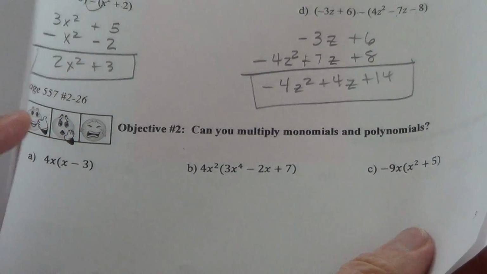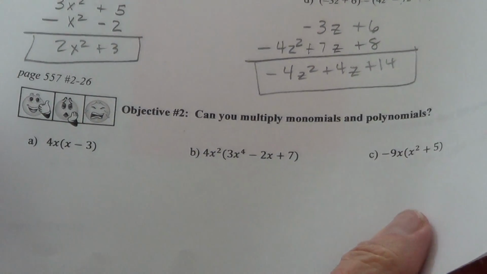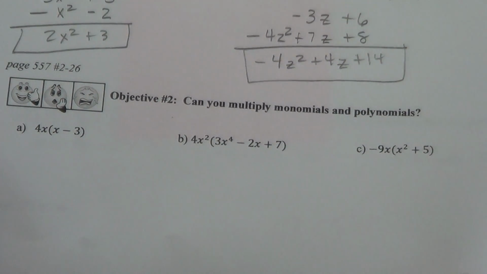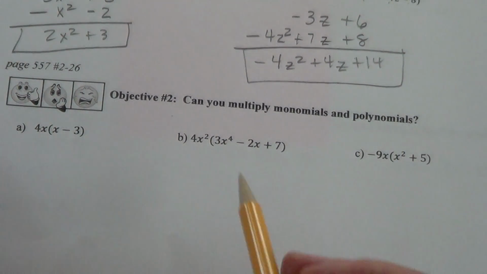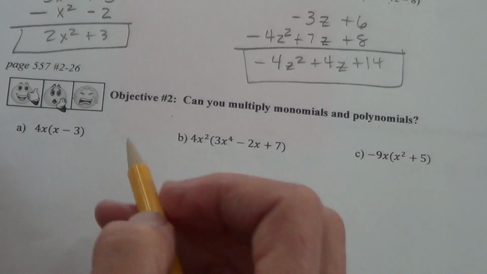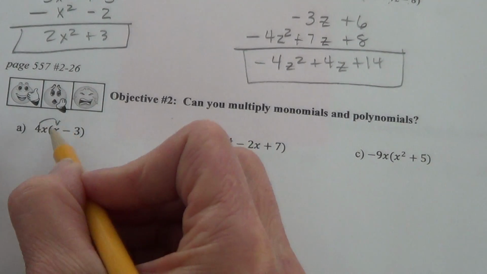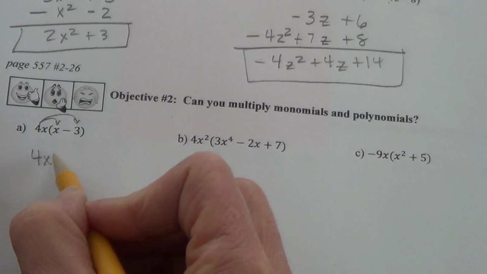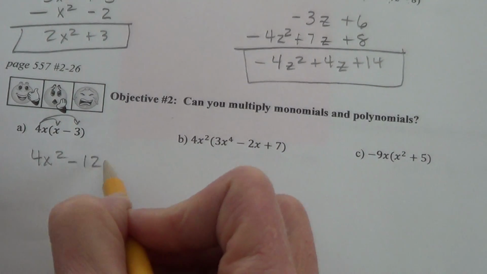Okay, the last little section here. On the bottom of page 3, we simply want you to multiply. In this case, you're distributing. So you're going to take 4x times x, 4x times negative 3. So that would be 4x squared minus 12x.